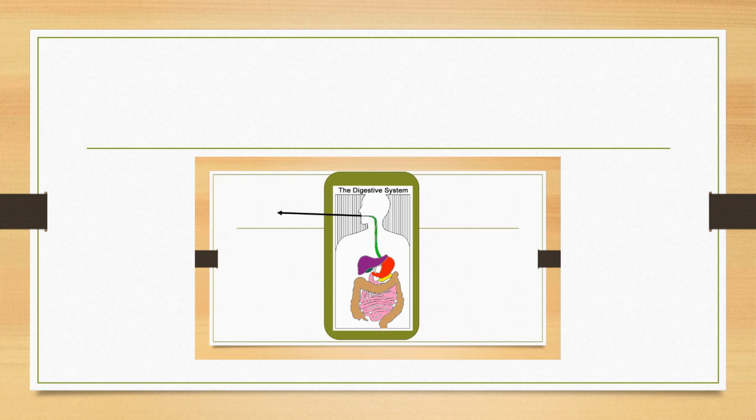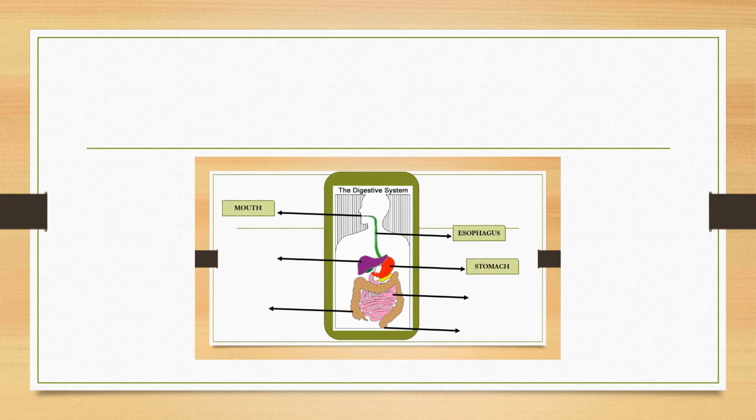So we have the mouth, the esophagus, the stomach, and the liver. The liver, by the way, secretes the juices that help in the absorption and digestion of food. We also have the small intestine, the large intestine, and the rectum. So let us check: mouth, esophagus, stomach, liver, small intestine, large intestine, and the rectum. Those are the different organs of the digestive system.